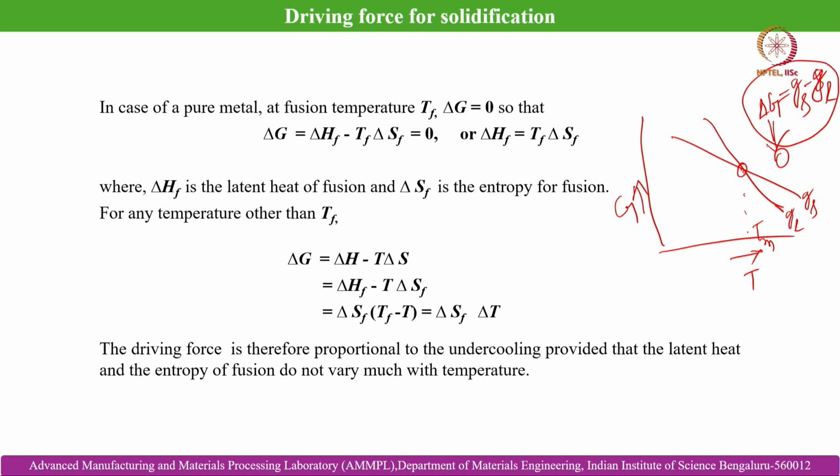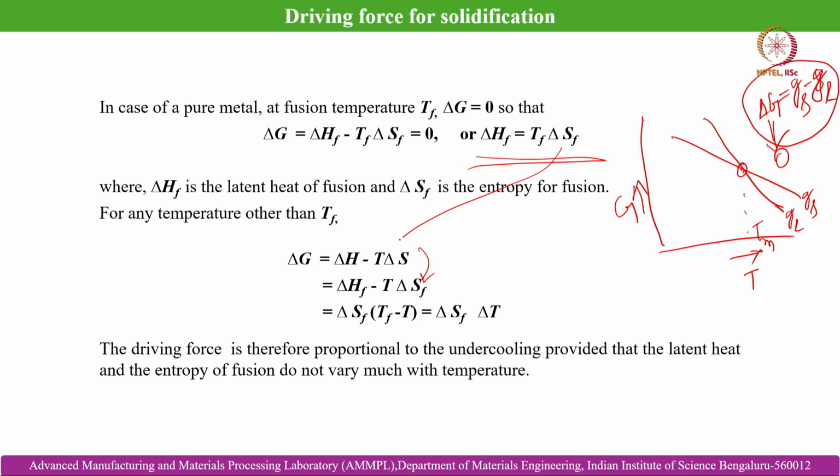For any temperature other than Tf, the expression becomes delta G is equal to delta H minus T delta S. Because delta H is always equal to the latent heat of fusion, and delta S is equal to the entropy of fusion, we can rewrite this expression as delta Hf minus T delta Sf. And as we know from this expression, delta Hf is equal to Tf delta Sf.